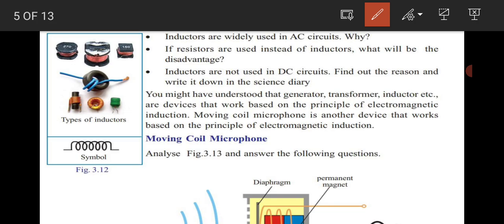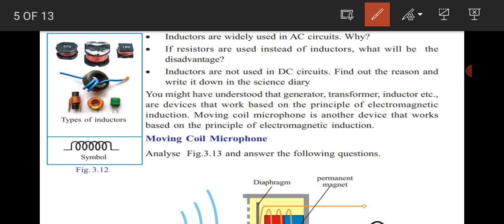Find out the reason and write it down in a science diary. If we use inductors in DC circuit, the inductors act as a conductor. That is the reason. കാരണം എന്താണെന്ന് വെച്ച് കഴിഞ്ഞാൽ DC means the current flows only in one direction. When DC passes through an inductor, there is no change in magnetic flux and there is no change in its current. So when an inductor is connected to a DC circuit, it acts as a conductor.